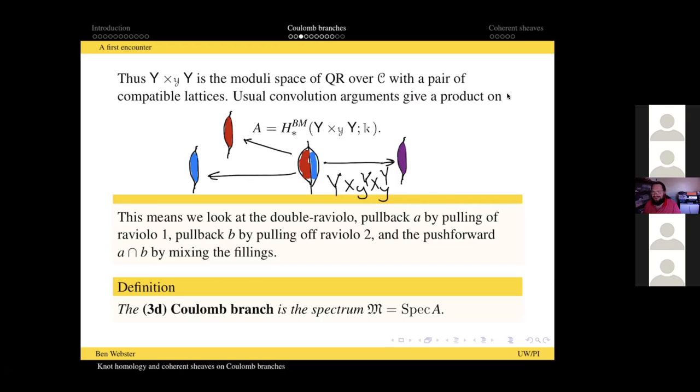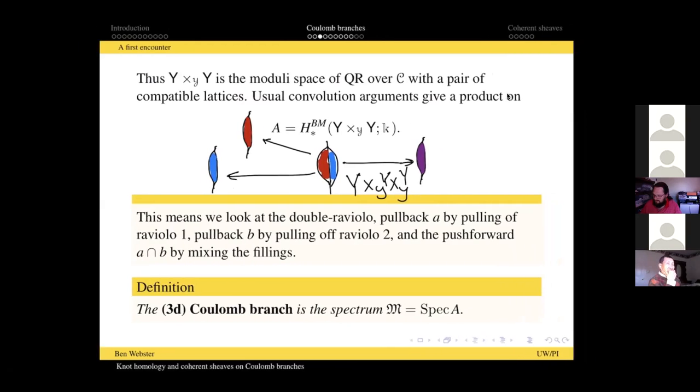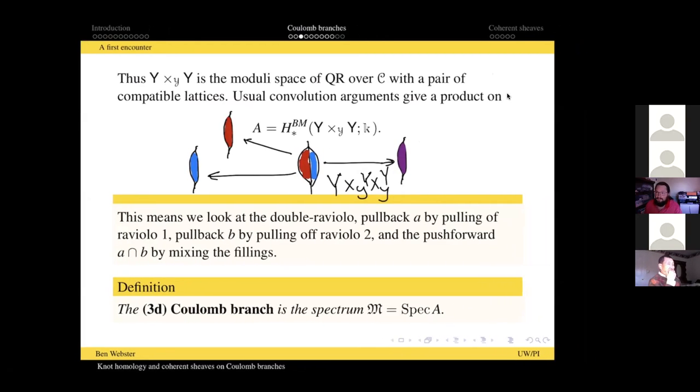So you said that if n is equal to 0, it's just the cohomology of equivariant homology, Borel-Moore probably, of the affine Grassmannian, yeah? And so if it's commutative, it's the algebra of functions on something. Yeah. And what is it? That's the 3D Coulomb branch. That's the definition. No. In this simplest case.